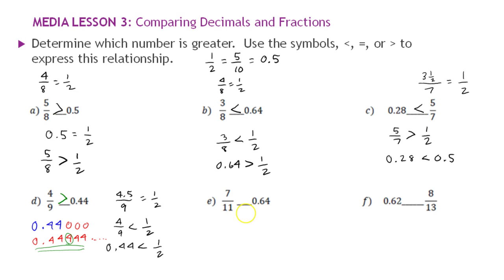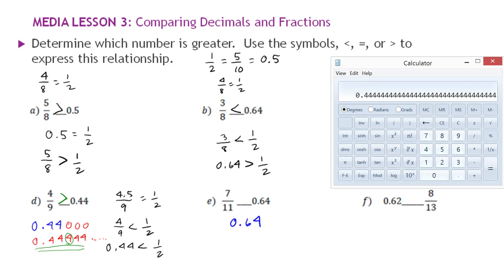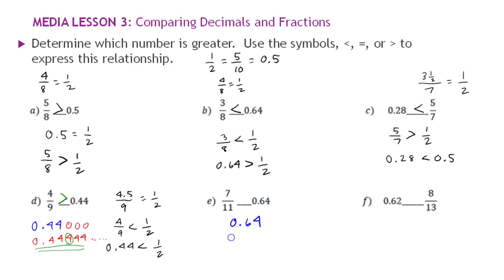Let's look at the next one. Okay, let's use the division method again. So first I'll write 0.64. And now I'm going to divide 7 by 11 to write it as a decimal. And I'm going to write a few decimal places. So we have 0.6363, and that continues on.